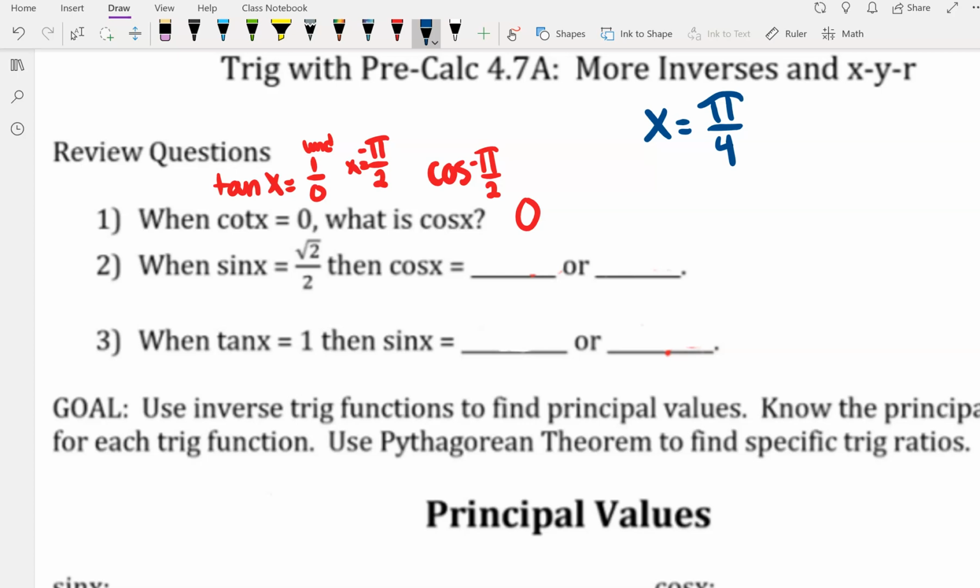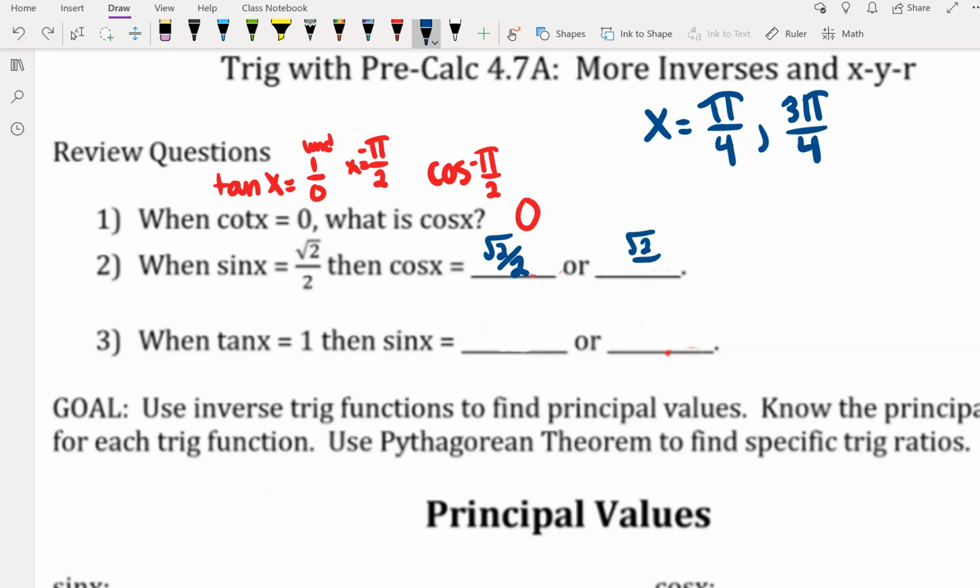And sine of x is also going to be positive in some other quadrants other than just quadrant 1. I know that sine is positive in quadrant 2, so my other angle that x could be would be 3 pi over 4. Those are my options for x, and then I need to figure out what cosine would be at both of those locations. Cosine of pi over 4 is root 2 over 2, and it's also root 2 over 2 for 3 pi over 4.